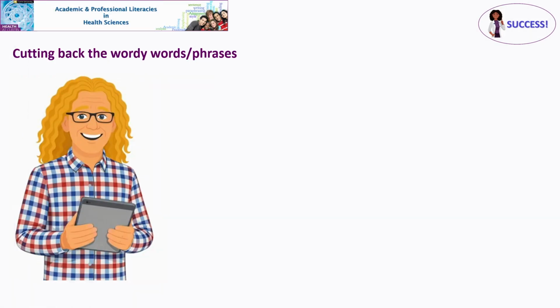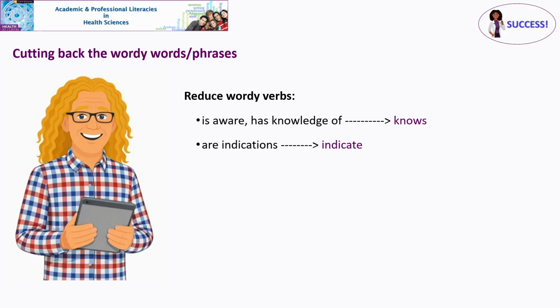Another thing we should do is cut back on those wordy words or phrases. Even though they might sound more academic, the point is that we need to write clearly. So, is aware of, has knowledge of. Well, actually, it means knows. And we can use the word knows. Are indications that, or of, the verb indicate. It indicates. Are suggestive. Yes, suggests.